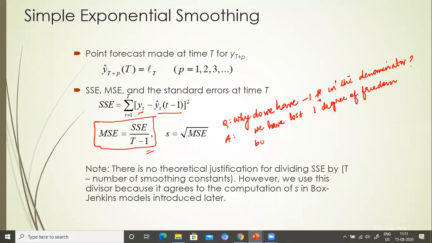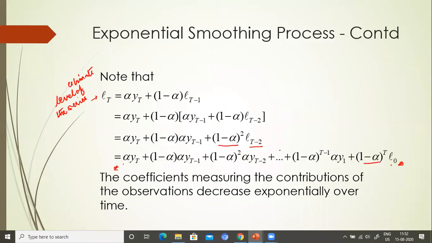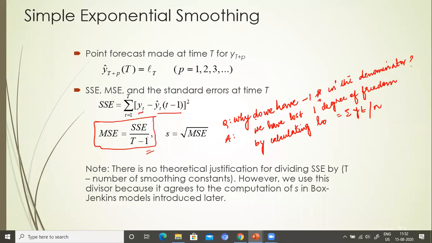Why did we lose it? By calculating L0, this is the calculation we did, right? We discussed it here. Now we have already estimated that, so we lost that degree of freedom. That's why you have t minus 1.